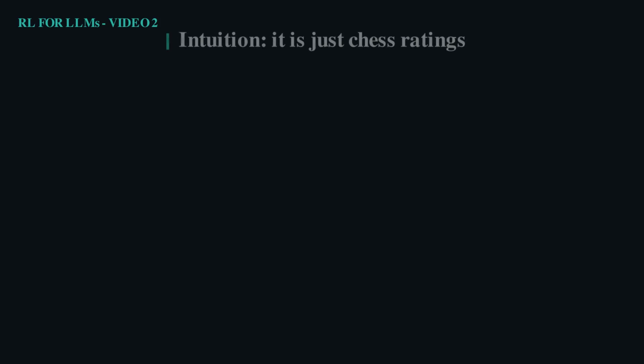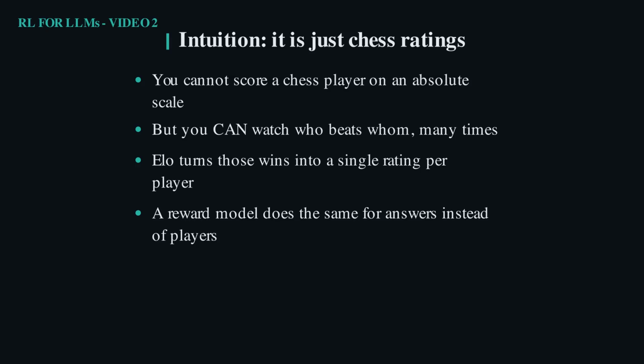Here is the whole idea with no math at all. Think about chess. You cannot really score a chess player on an absolute scale out of 10, but you can watch who beats whom many times, and the ELO system turns those wins into a single rating. A reward model does exactly this, but for answers instead of players. We never ask a human for an absolute score. We show them two answers and ask which is better. Then we fit one number per answer that explains all those head-to-head results. Comparisons in, a rating out.